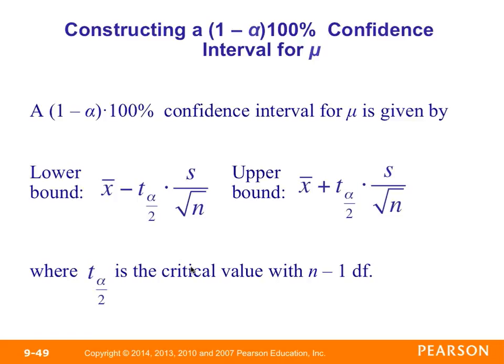So again, here's this given in a more nicely laid out format. A 1 minus alpha times 100% confidence interval for mu is given by the following: X bar, the sample mean, plus and minus our critical value times our sample standard deviation divided by the square root of n.